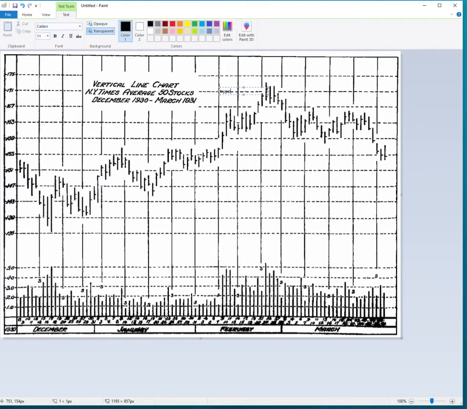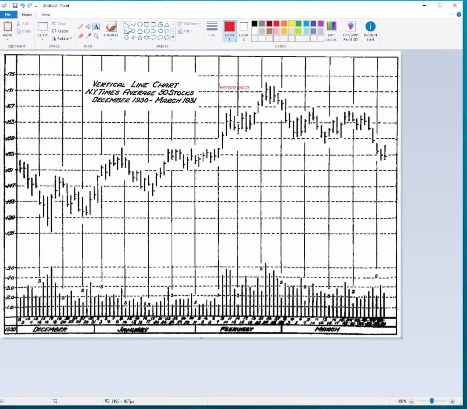So here is the application of hypodermics. Okay. What is hypodermics? Hypodermics is a sharp acceleration already at the top. You're already at a top, and there's sharp acceleration of both price and volume.